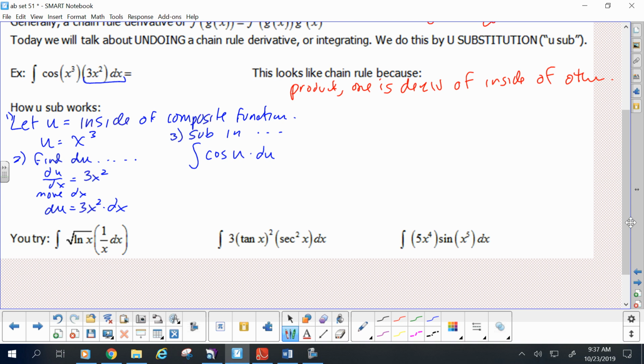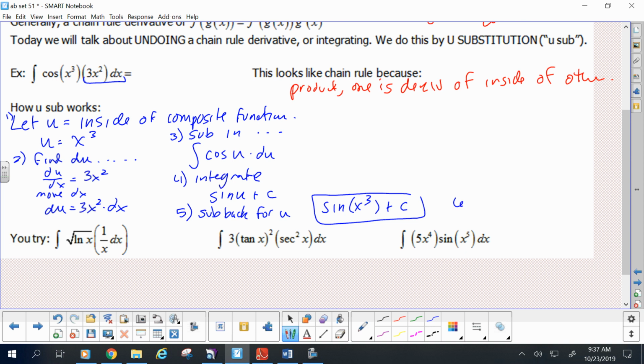Now you need to integrate. Because it should be easier to integrate, now we can integrate. What's the antiderivative of cosine? Is it sine u or negative sine? Sine u plus c. And then, last but not least, the original problem didn't have u in it. It had x in it. So what do you reckon we've got to do? Plug in. You want to sub back in for u. So your final answer is sine of, in place of u goes x cubed, plus c.